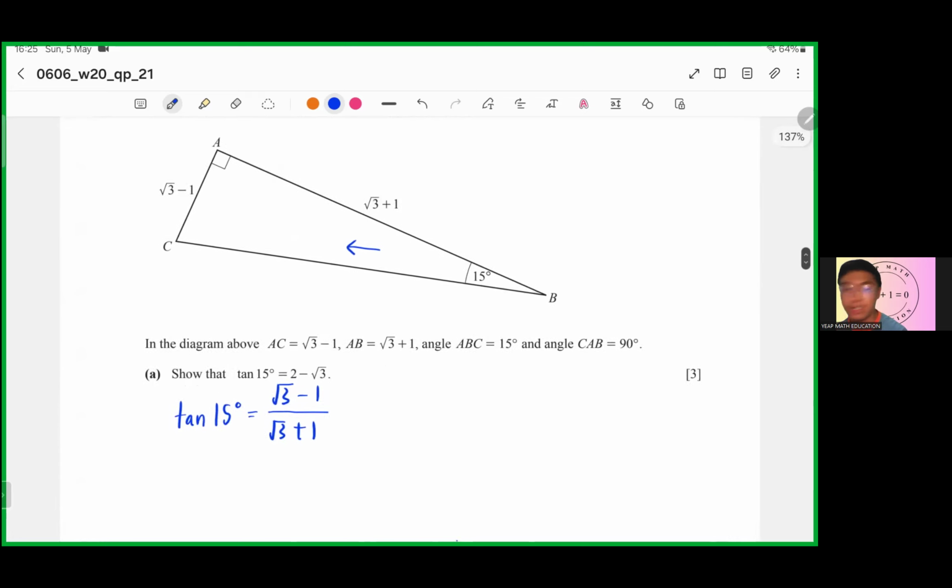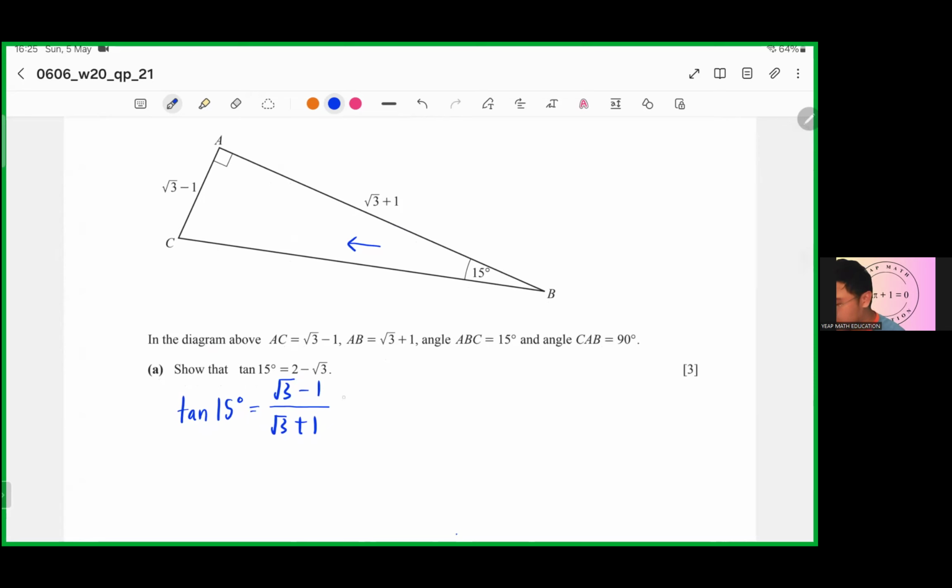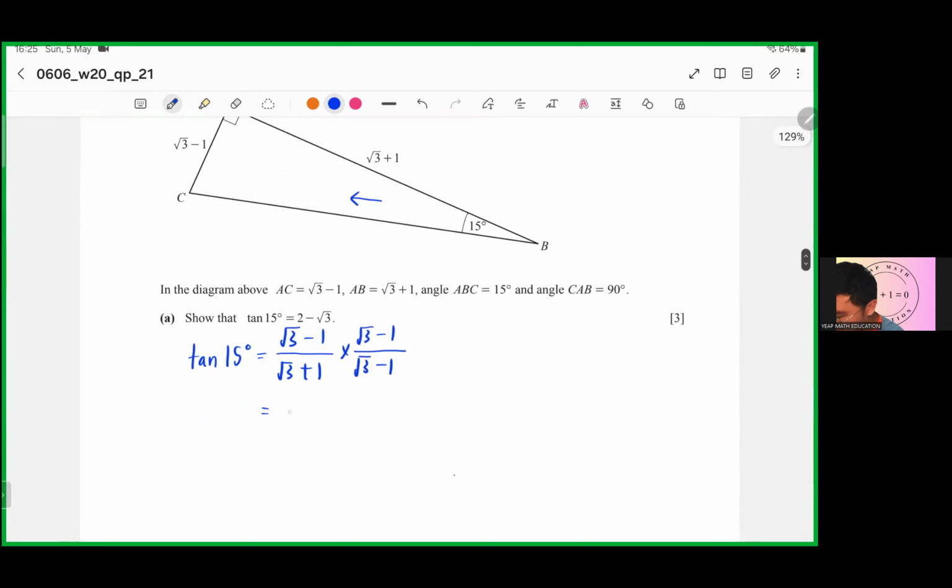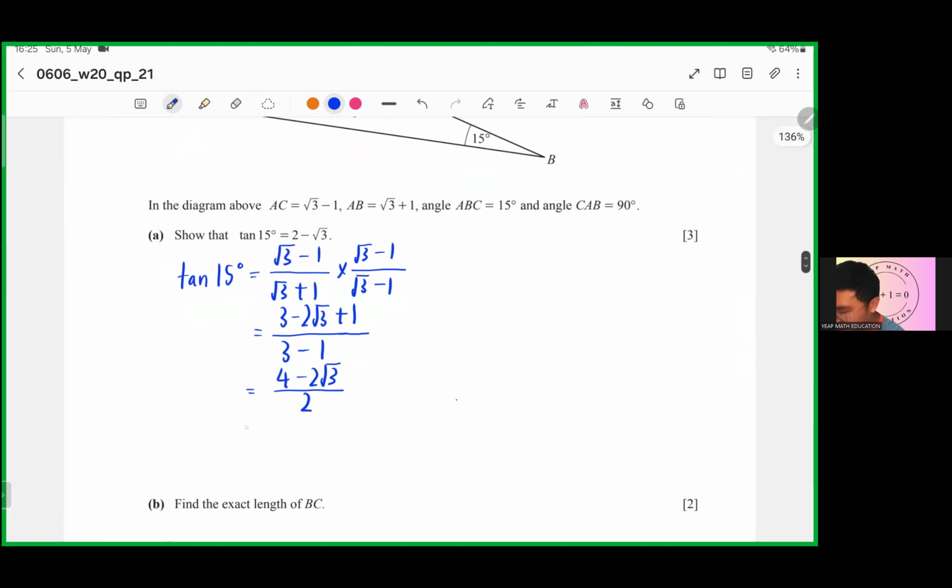Okay, so now what we need to do is rationalize the denominator. Root 3 minus 1 over root 3 minus 1. Here we will get 3 minus 1, and then here we get 3 minus 2 root 3 plus 1. After that we get 3 plus 1 is 4, minus 2 root 3, over 2. We get 2 minus root 3. So we already showed this question.